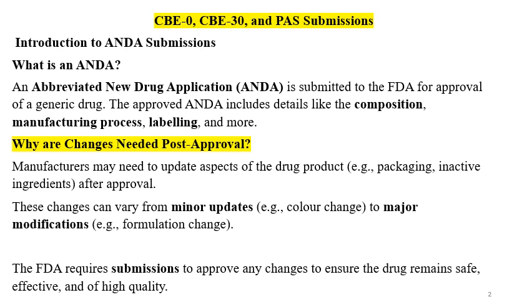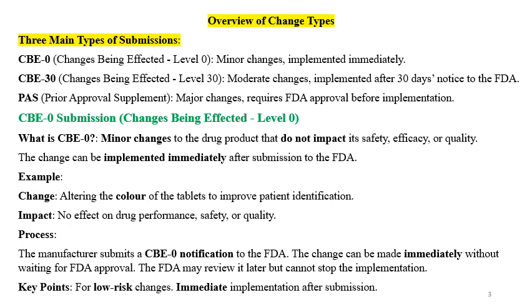FDA requires submission to approve any changes to ensure the drug remains safe, effective and high quality. The change made to the product should not affect its quality, purity and standards. So what are the types of changes? Three main types are there for the submission: CBE 0, CBE 30 and PAS. CBE 0 means changes being effected. CBE 30 means changes being effected level 30, and PAS means prior approval supplement.